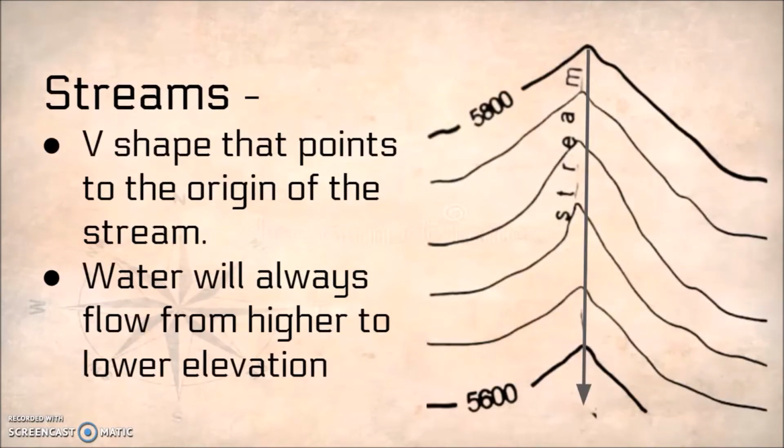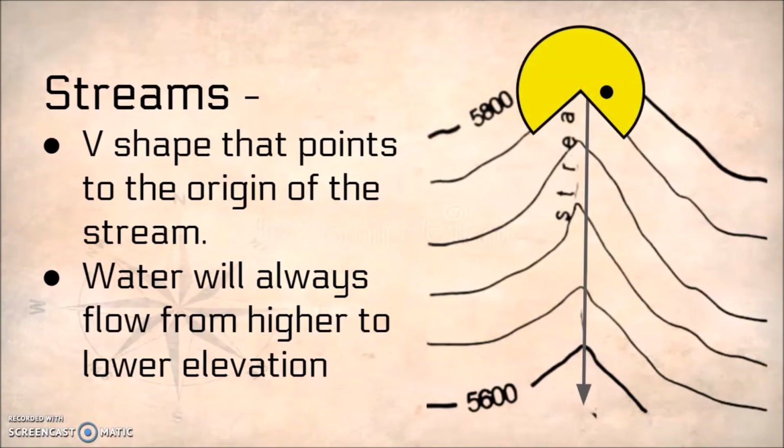And the final thing about contour maps are streams. Streams will form a V shape that points towards the origin of the stream. A quick way to remember this is to imagine the V shapes as the mouth of a Pac-Man. Whichever way the Pac-Man is facing, that is the direction in which the stream is flowing.